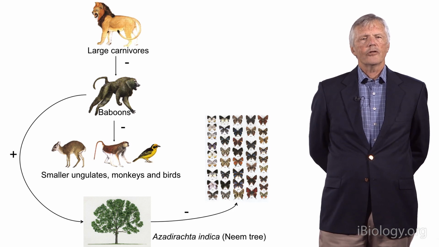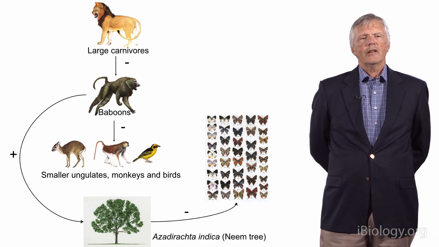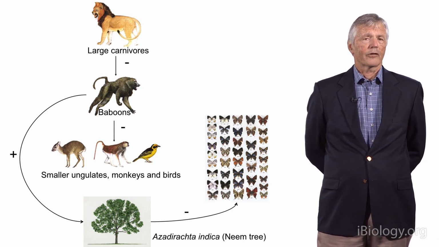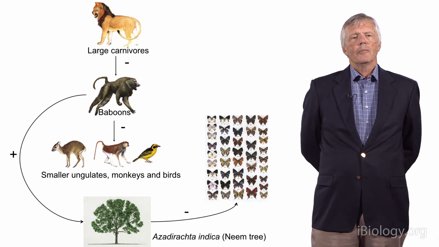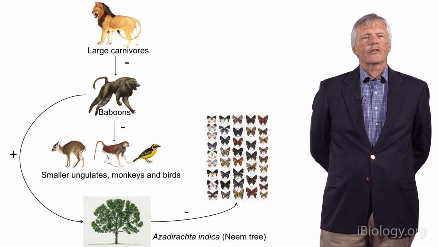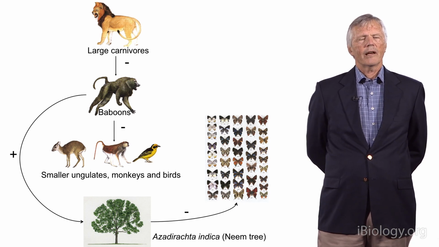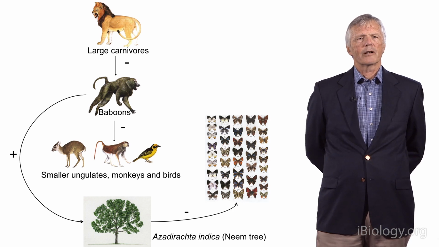Neem tree has been introduced into Africa. The neem tree is an interesting plant because it contains a lot of toxic compounds that are used for medicinal purposes. So humans use these plants for various sorts of medicines that help counteract various sicknesses and diseases. But as a consequence of all of these toxic compounds and the fact that the baboons have facilitated the spread of neem trees, the insects that feed on plants have been very affected, and in particular butterflies.